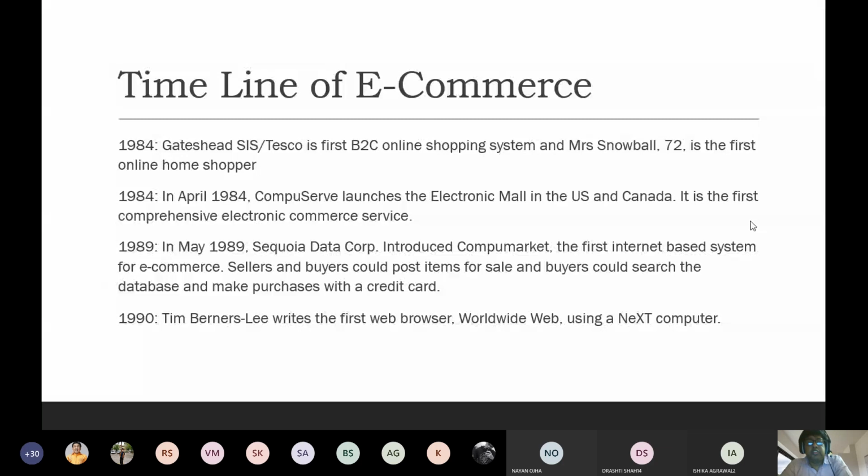Tim Berners-Lee wrote the first web browser using a NeXT computer, right?